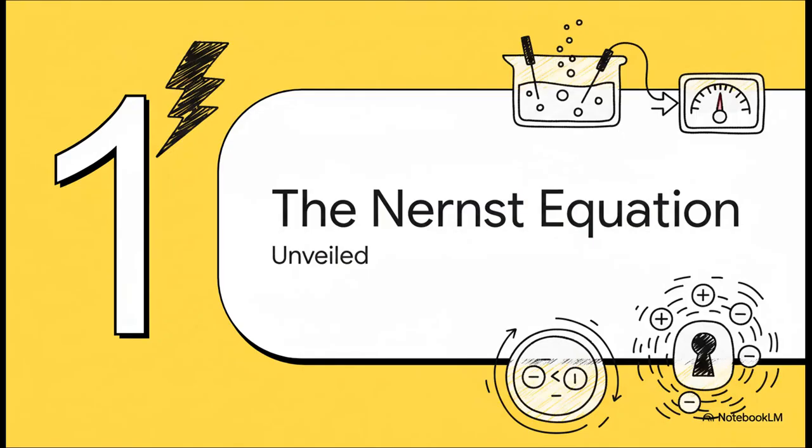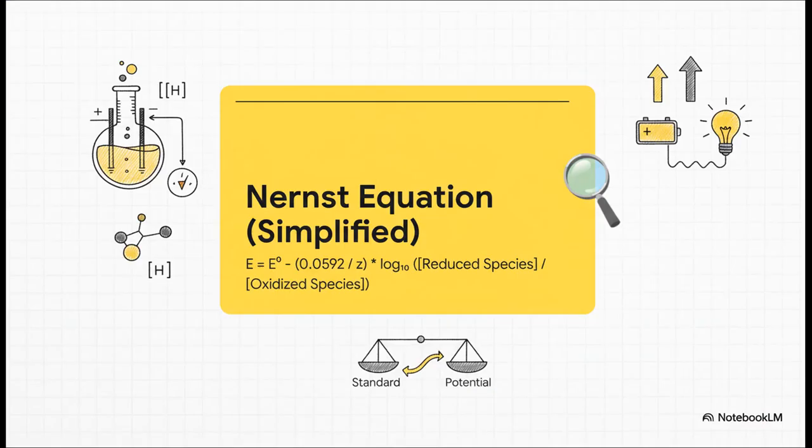Now, to figure out the voltage of our reaction, we can't just guess. We need a special tool, a secret weapon, if you will. And that tool is the Nernst equation. This is the key that unlocks a reaction's true electrical potential under any conditions, not just some ideal setup in a lab. And here it is in all its glory.